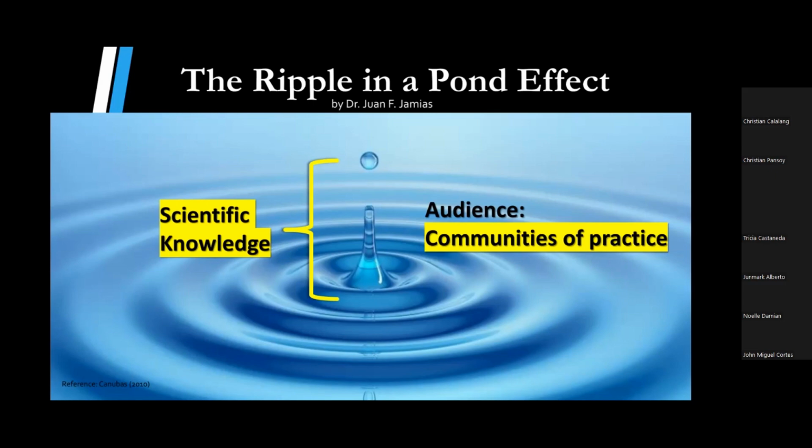Okay? And ang purpose nito is that when you share your scientific knowledge to your communities of practice, you can build networks and you can benefit from them kasi they can also have something to say, possibly recommendation or critique about your methodology on what you did on your research. Okay? So it becomes two-way practice. Katulad ng sinabi ni Charles and Marvin kanina. Okay? So yan yung sinasabi natin na the first ripple, doon sa ripple in a pond effect. There is scientific knowledge and your audience would be the communities of practice.